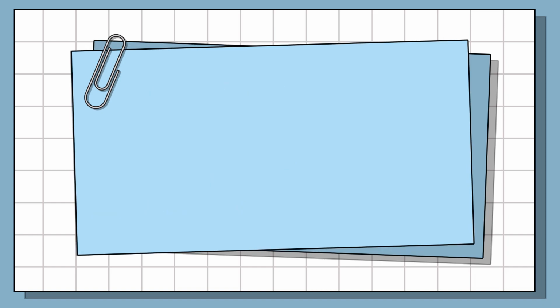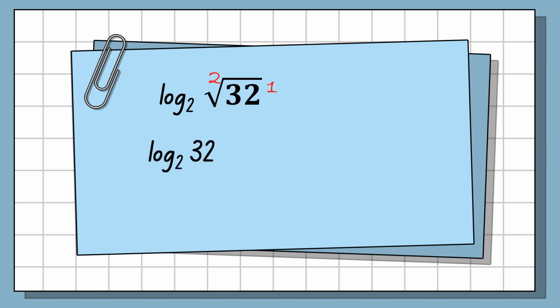Alright, next example, log base 2 of square root of 32. So in this example, we're going to rename square root of 32 into an exponent form. So here, 32 has an exponent of 1, and of course, the index is equal to 2. So we have log base 2 of 32 raised to the power of 1/2. Then we're going to apply the power rule. So we put 1/2 in front of log. So we have here 1/2 log base 2 of 32.